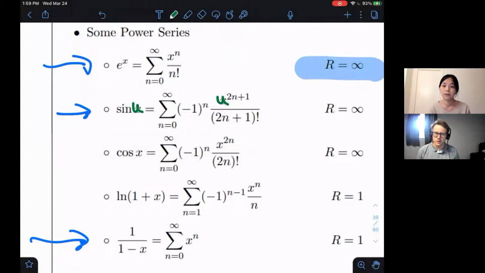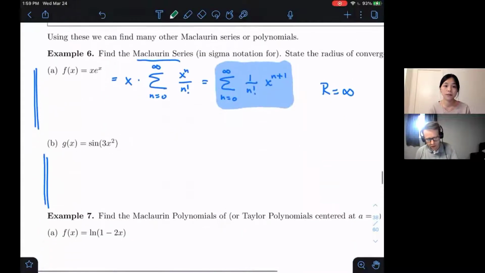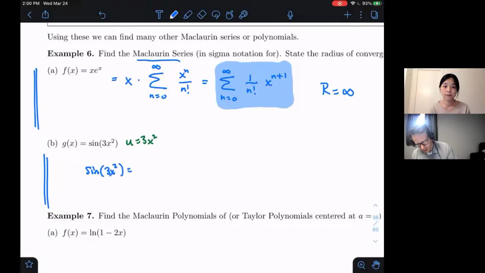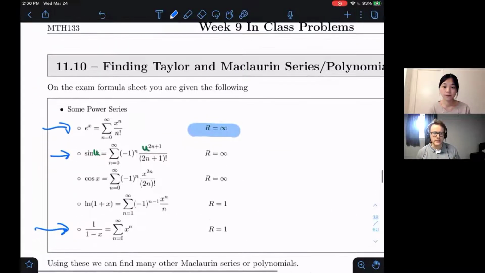So I would like to use this here, where my u is going to be equal to 3x squared. So I'm going to go ahead and substitute that in everywhere I see my u. So again, sine of 3x squared is going to be equal to the sum from n equals 0 and beyond. And you just have to make sure that we copy these down correctly, right?